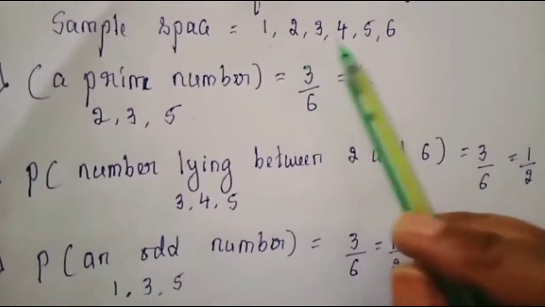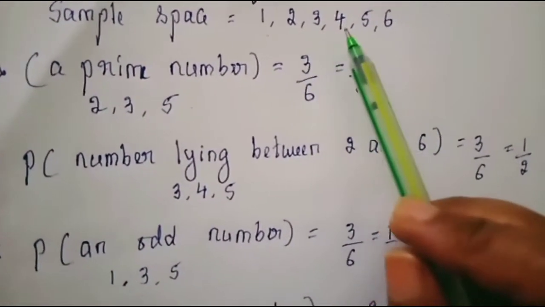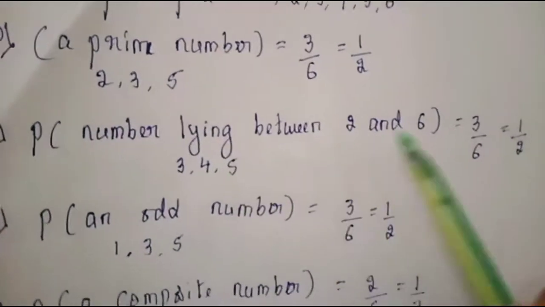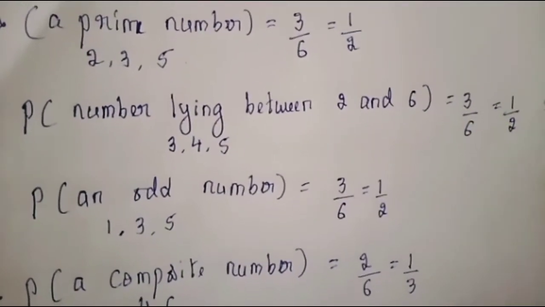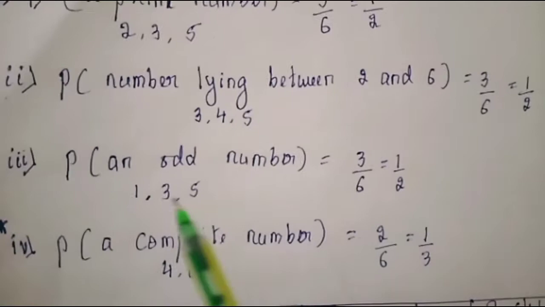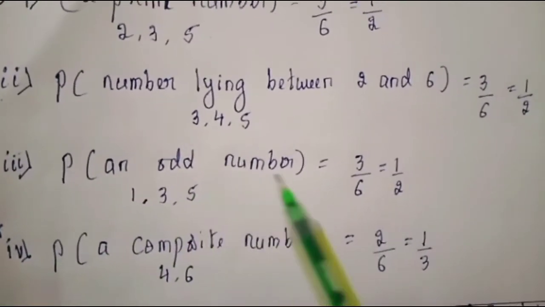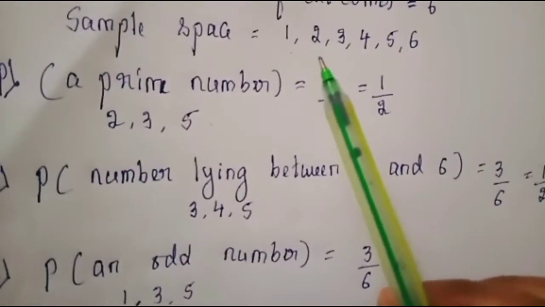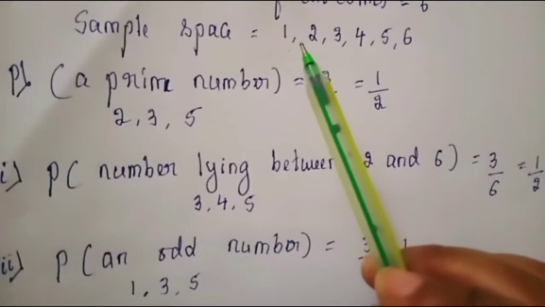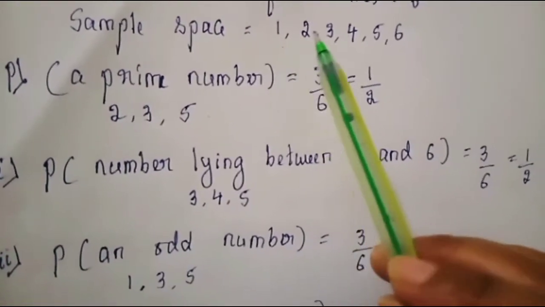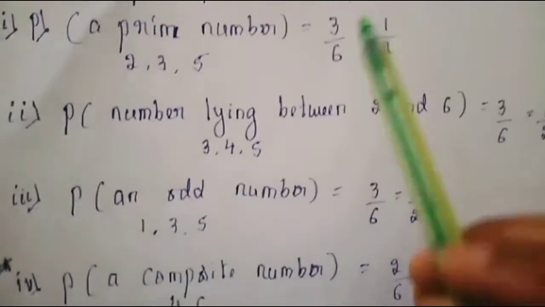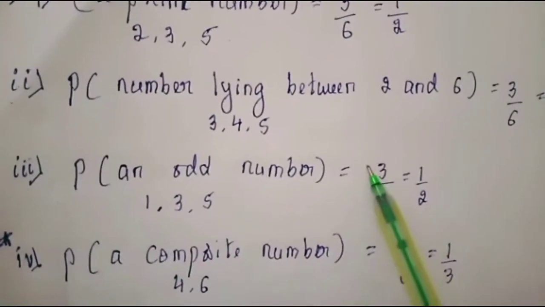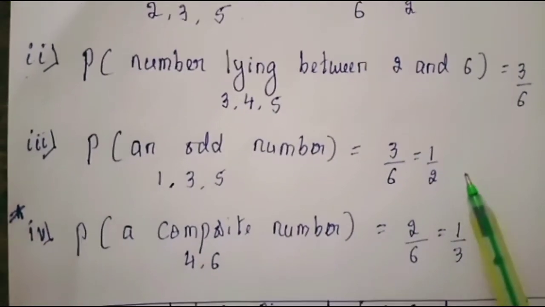Next, probability of a number lying between 2 and 6. What are the numbers? 3, 4, 5. So total numbers 3. 3 by 6, that is 1 by 2. Next question is probability of an odd number. What are odd numbers? Numbers which are not divisible by 2 are odd numbers. That is 1, 3 and 5. So the total number of odd numbers is 3. 3 by 6 is 1 by 2.